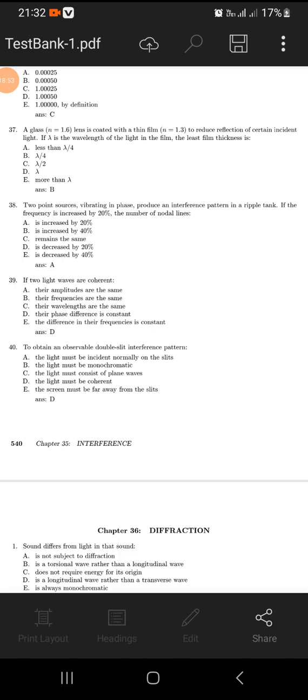A glass with n equal to 1.6 is coated with a thin film of 1.3 to reduce reflection of incident light. So the least thick film thickness is lambda over 4.